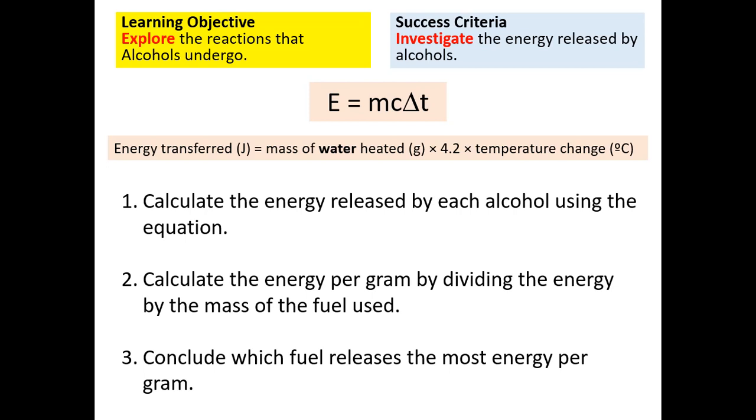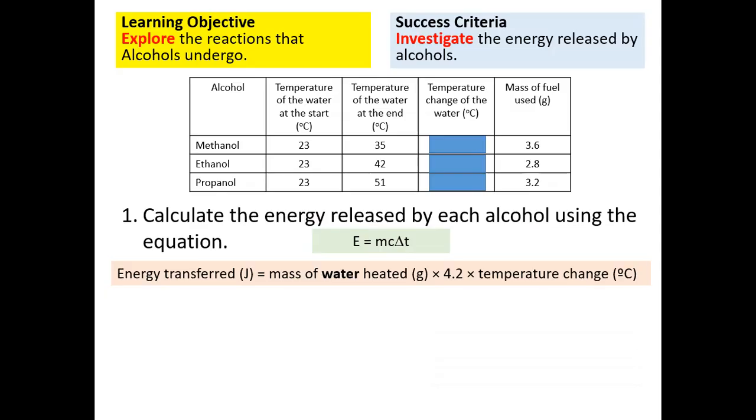So pause the video now. This will take you a little while and then we'll go through the answers. Okay, lovely. So starting off, like I said, you need to work out the temperature change of the water. So methanol was 12 degrees, ethanol was 19 degrees, and propanol was 28 degrees.